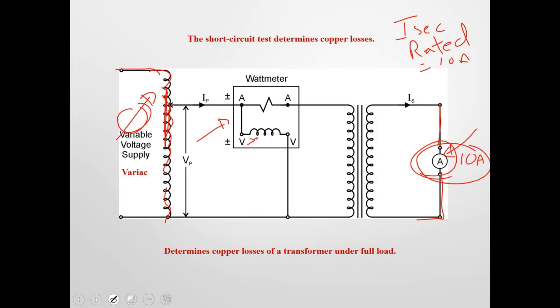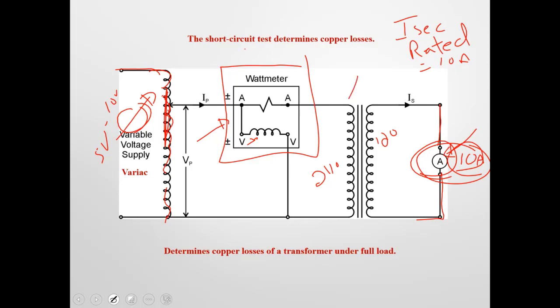Once I dial up that voltage and I get the full 10 amps here, I would read my watt meter. And this variac is probably going to be sitting at maybe 5 to 10 volts. You'd never make it to 240 volts if this was a 2-to-1 transformer. If this was 240 primary, 120 secondary, that voltage barely has to go at all to make rated current flow in that secondary. Whatever the watt meter reads is going to be both losses, combined. That is your total copper loss, or your full load copper loss.